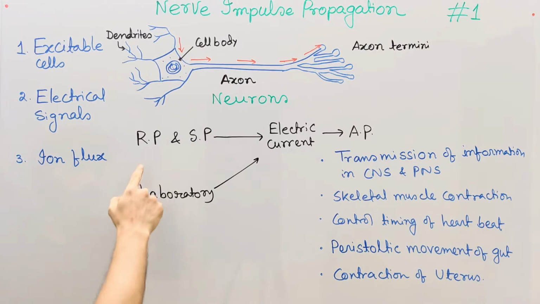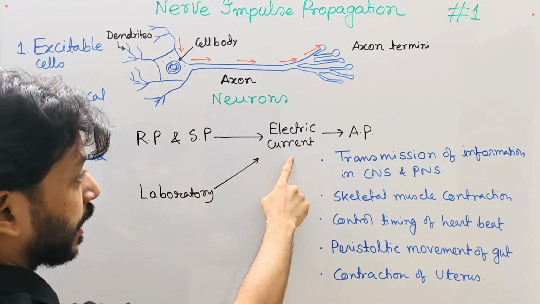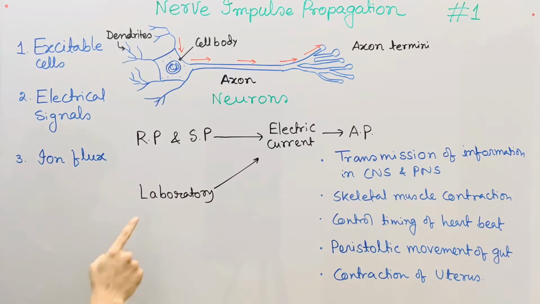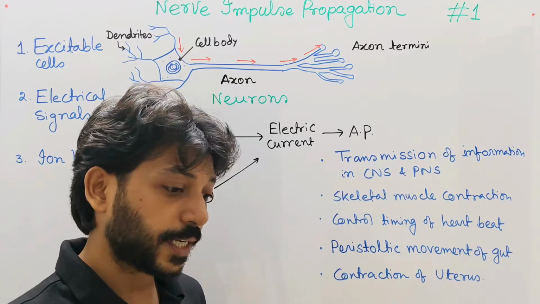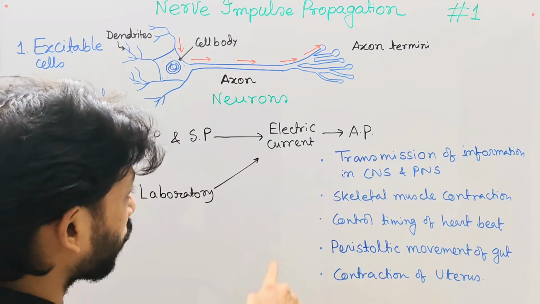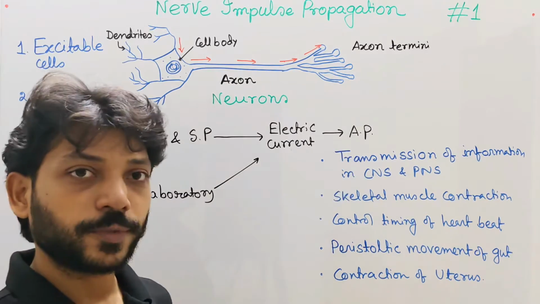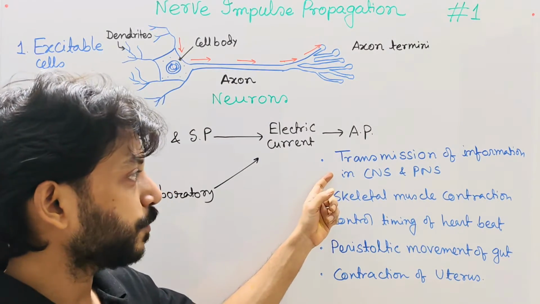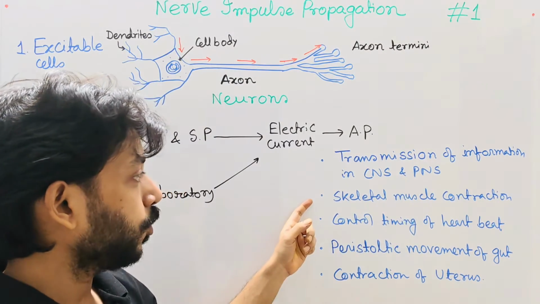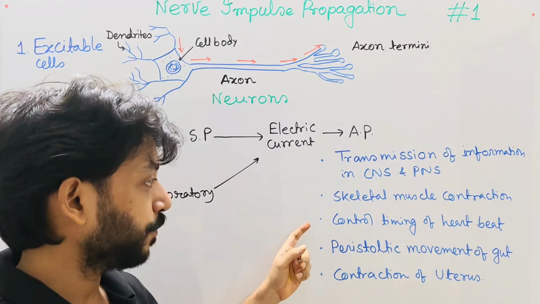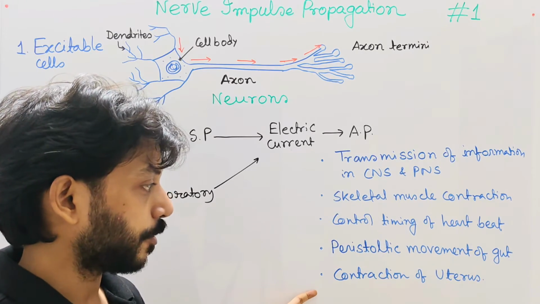In normal condition, receptor potential and synaptic potential can generate electric current, and that electric current can generate action potential. Also, in the artificial condition in the laboratory, we can insert a microelectrode inside a neuron and connect it with a battery. Then we can generate an electric current and also action potential artificially. Now, action potential performs some effective functions, like it helps in transmission of information in the central nervous system and peripheral nervous system. Also, it helps in skeletal muscle contraction. It controls timing of heartbeat, peristaltic movement of gut, contraction of uterus.